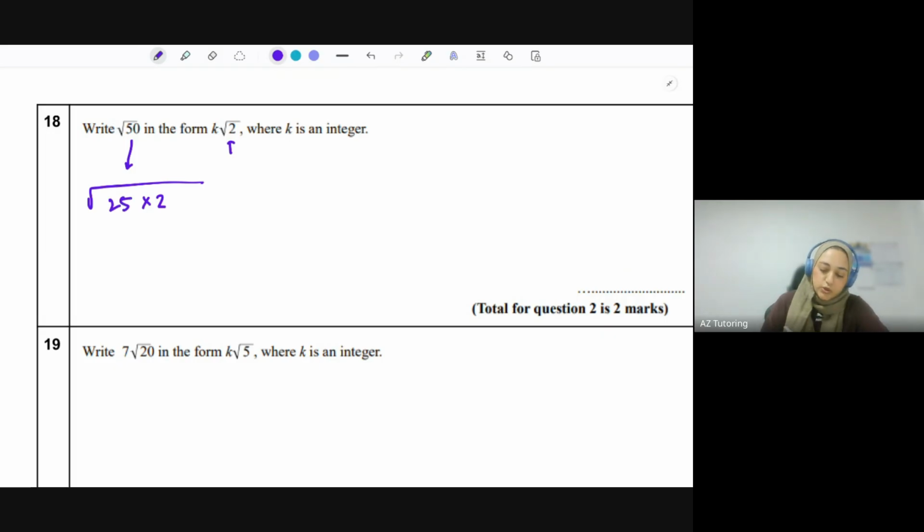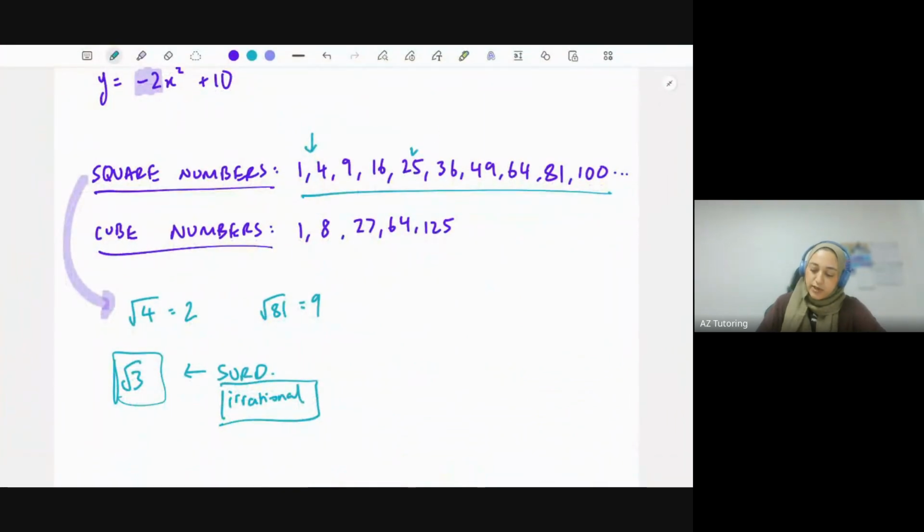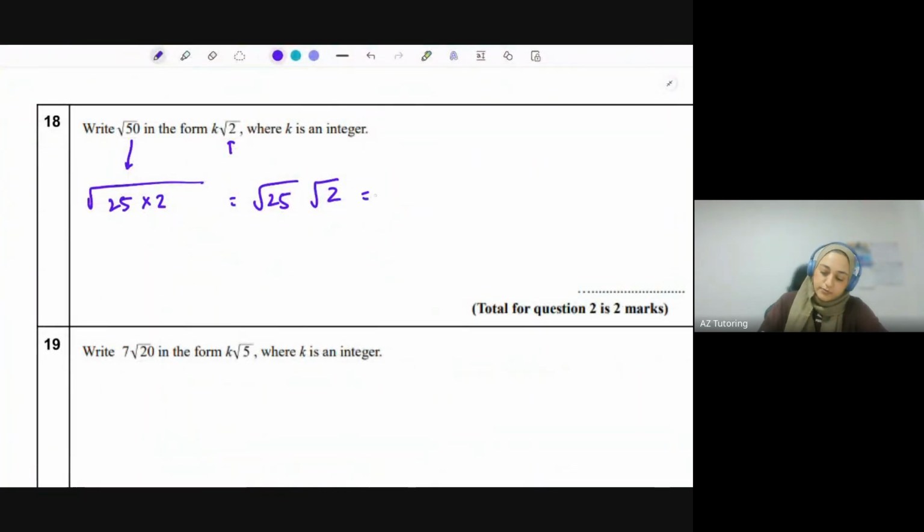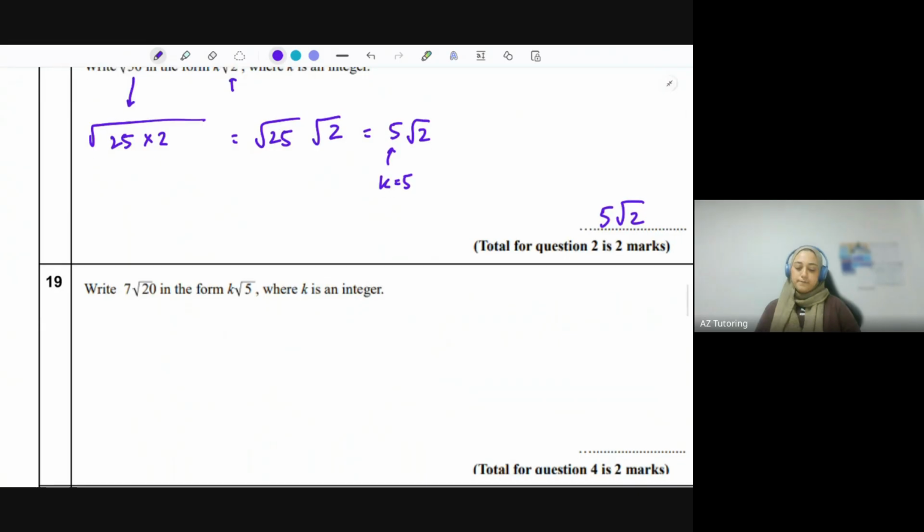Well, I know 25 times 2 gives me 50. And the surd rule says I can split that into 2 surds like that. So root 25 and root 2. And we know 25 is a square number. The square root of 25 is 5. So I can say that's 5. But root 2 is a surd. 2 is not a square number, so we leave it like that. So we've just got it in the form k root 2, where k is 5. So 5 root 2. Sometimes the question does help you with that 2 being there.